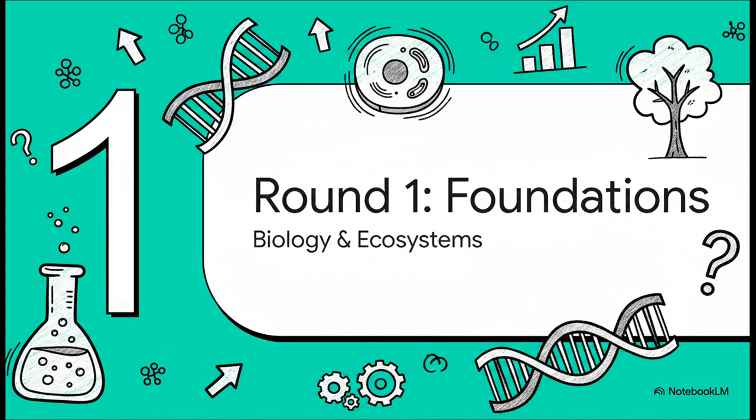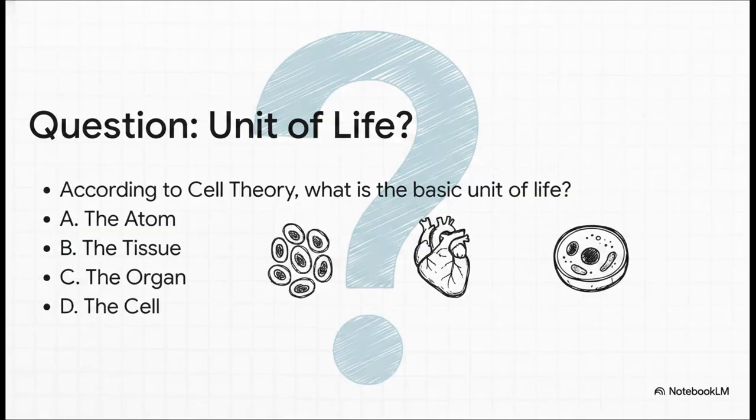You gotta know this stuff. These are the absolute core concepts. If you get these right, you're building on some seriously solid ground. First question is coming up right now. Okay, question one. According to cell theory, what is the basic unit of life? Is it A, the atom, B, the tissue, C, the organ, or D, the cell?